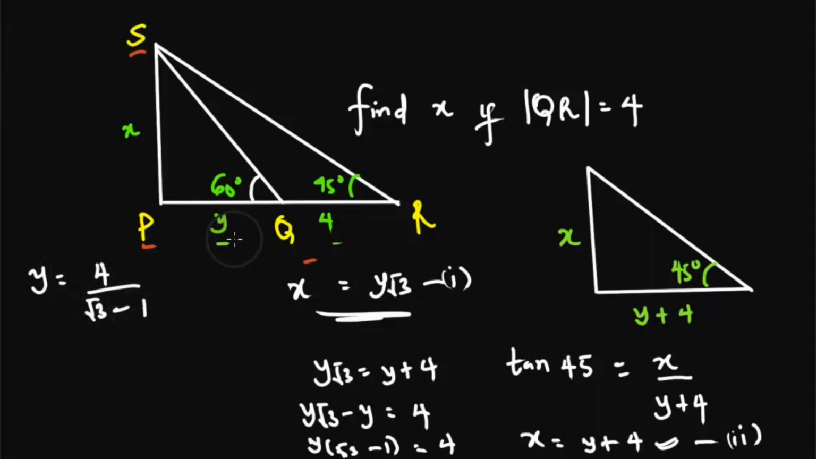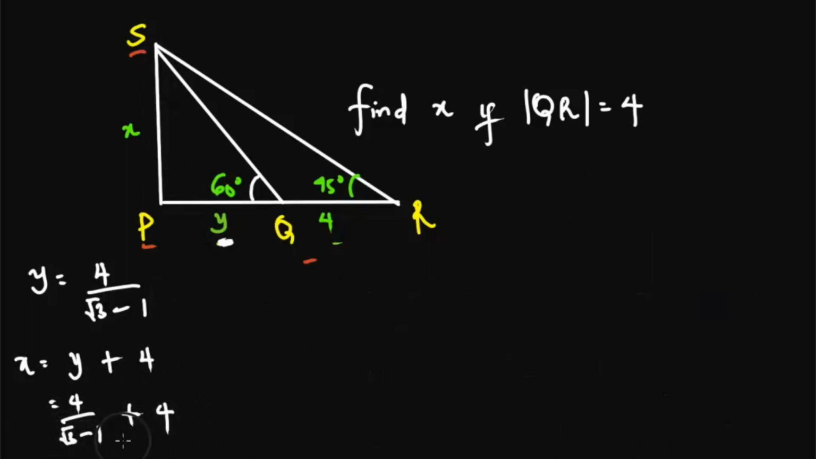So we've obtained y. Remember that we made x in terms of y twice: here, equation 1, and here, equation 2. You can choose either equation and substitute y back to obtain x. I think it will be easier for us to use equation 2. So x is equal to y plus 4, which is 4 over (root 3 minus 1) plus 4.